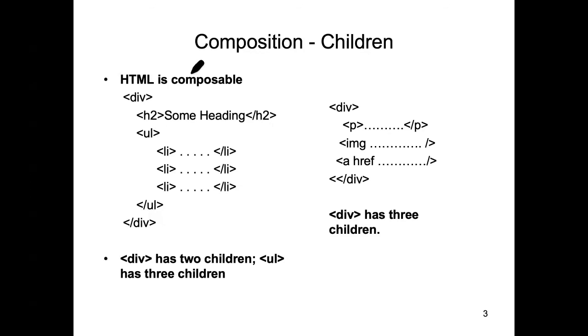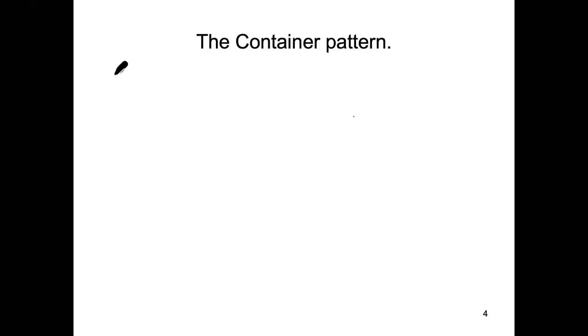If we go back to the excerpt on the left, then we would also say that the div has 2 children, H2 and a UL, and on the right, our div has 3 children. So it's this term children that I'm just introducing here, because that actually comes into play when we start looking at React components and composing React components with other components. So the first pattern we will look at is the container pattern.